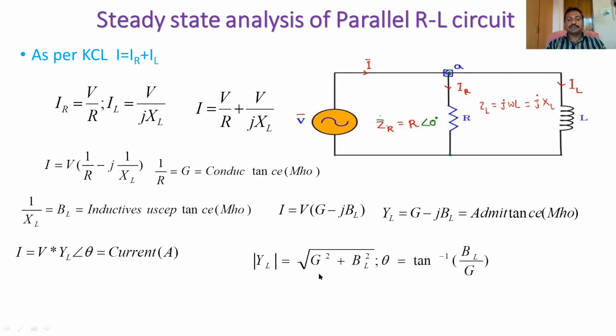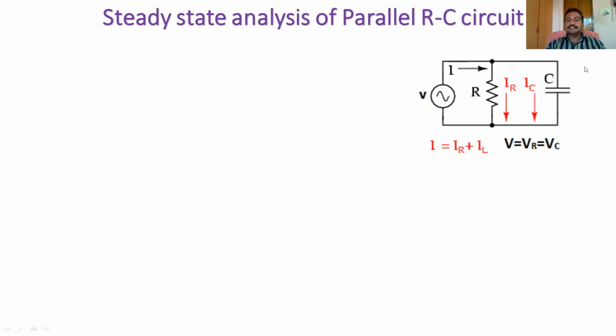This admittance can be calculated as the square root of G squared, conductance squared, plus susceptance squared. Then theta is tan inverse of BL by G. Then analysis of the parallel RC circuit. R and C are connected in parallel, given to an AC supply. Here we apply KCL. As per KCL, I is equal to IR plus IC.